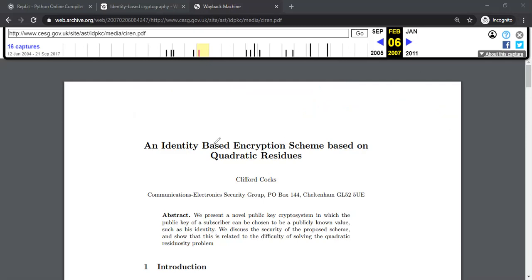The idea of identity-based encryption requires a little bit of detailed discussion. Let me explain the idea using a diagram. In a traditional public key crypto system, the public keys are random numbers. In the case of an identity-based crypto system, we use the identity of the recipient. For example, suppose Alice is here and Bob is here, and Bob wants to send a message to Alice. Bob would need the public key of Alice in a traditional public key crypto system.